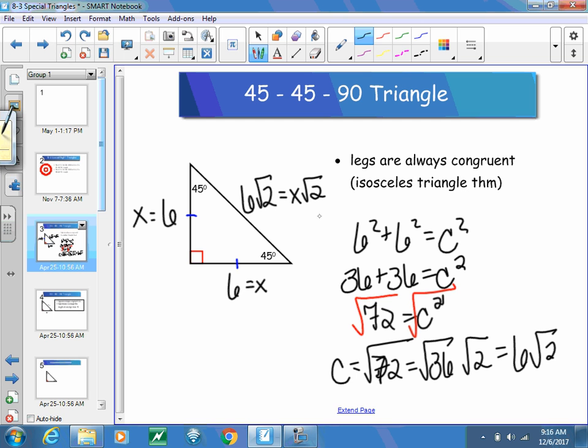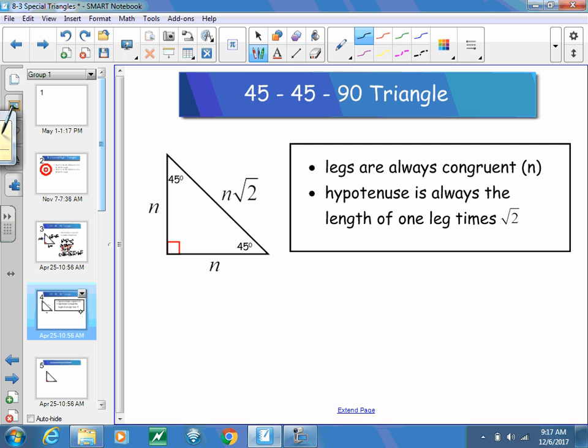So hopefully you are identifying now that there's a pattern that's happening with these 45, 45, 90 triangles. The first thing is that the legs are always congruent to each other, so that's why I'm putting the value for n for both of these. The next part is that your hypotenuse is always the length of one of those legs times the square root of 2. This is just because when you work out your Pythagorean theorem and simplify all those values, we ended up with n square roots of 2.